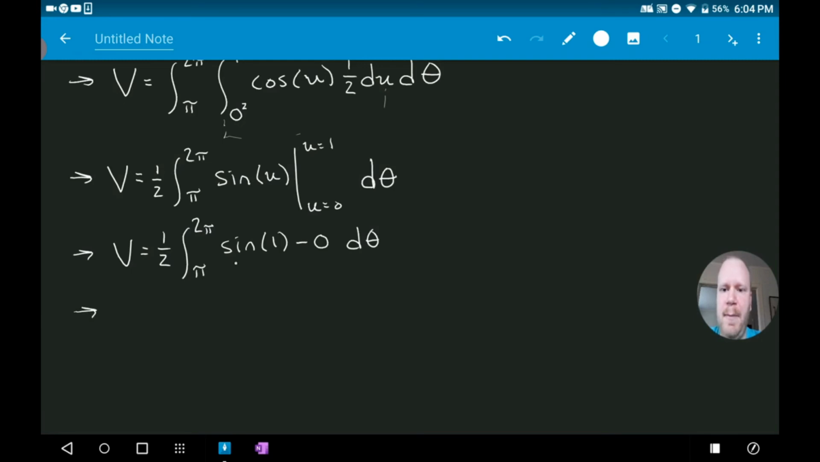Okay. Next integral, if we integrate sine, we should end up with negative cosine. Oh my gosh. Big mistake here. Sorry. This is just a constant, right? Sine of 1 minus 0. I don't know what I was thinking. Sorry about that. So the integral of sine of 1, this is just a constant.